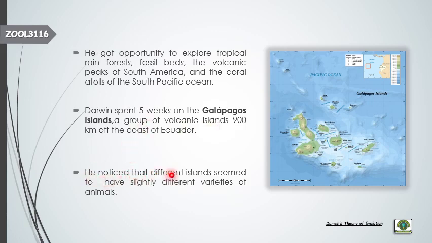He noticed that different islands seem to have slightly different varieties of the animals. He visited different islands, and he noted that islands have the same organisms, but their morphology is somewhat different. Galapagos is actually a Spanish word that means tortoises. So this is very famous for having very, very big, heavy tortoises.